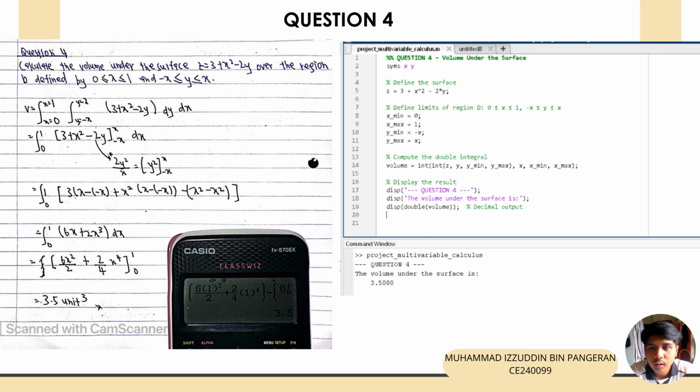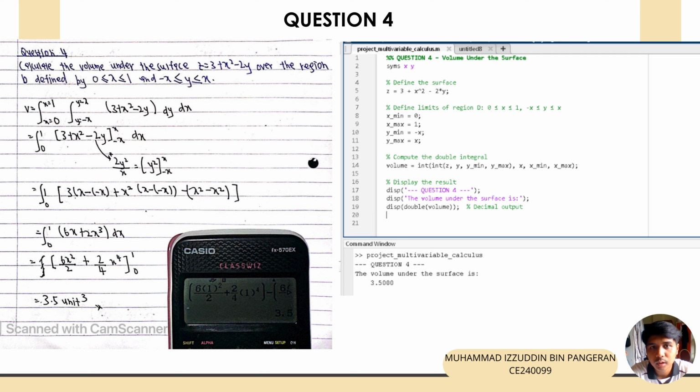I first integrate the function with respect to y, then I simplify the result and perform the second integration with respect to x. After completing both steps, I found that the total volume under the surface is 3.5. This is the calculation in the calculator, where we get the same result, which is 3.5 units.